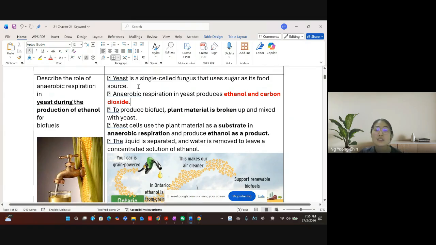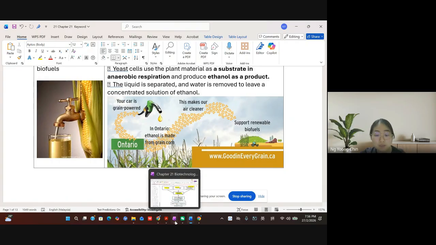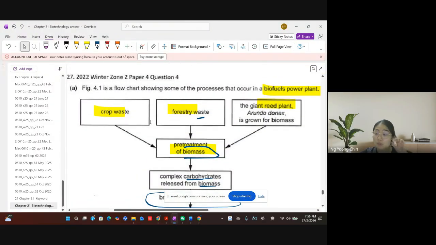Whenever the yeast use the sugar as food, where do you get the sugar from? You get the sugar from the breakdown of carbohydrates, and this carbohydrate is plant based, for example corn. It might be due to the crop waste or forestry waste.